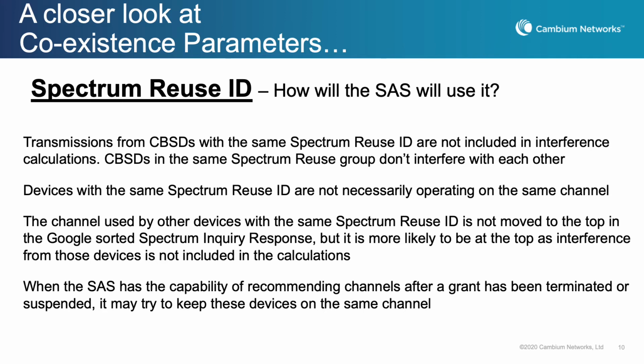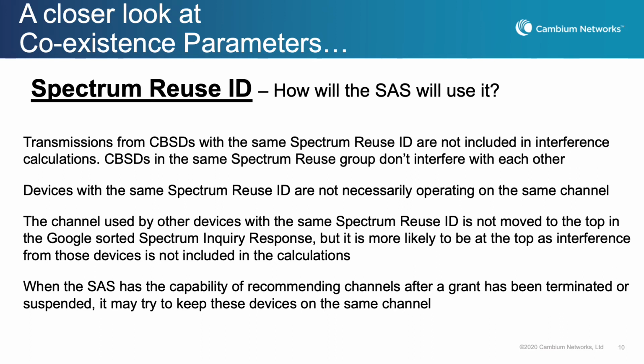If you configure 2 sectors with the same spectrum reuse ID but different channels, that is okay from the SAS point of view. At one point in the future, the SAS will be able to reallocate devices to channels if there is congestion, and at that point, the spectrum reuse ID will play an important role. The SAS will not force sectors with the same spectrum reuse ID to be on the same channel, but if there is congestion, it is likely that these devices will end up on the same channel, as the SAS knows they don't interfere with each other.